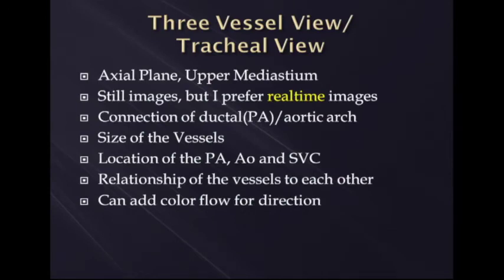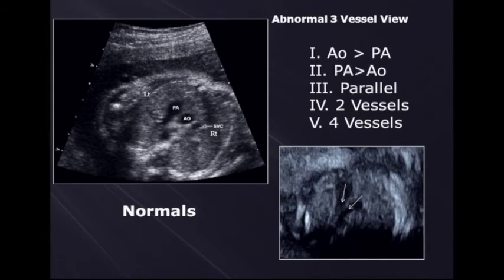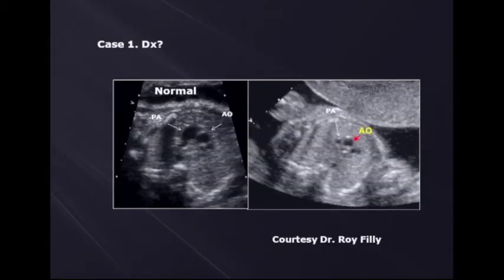Again, real time is really what I would like to emphasize. So I'm going to look now, and my final portion is abnormal three-vessel view. Either the aorta is greater than the pulmonary artery, the pulmonary artery is greater than the aorta, or, if they're parallel, two vessels or four vessels. Here's normal. Here's a case lent to me by Dr. Roy Philly. What is the diagnosis here?